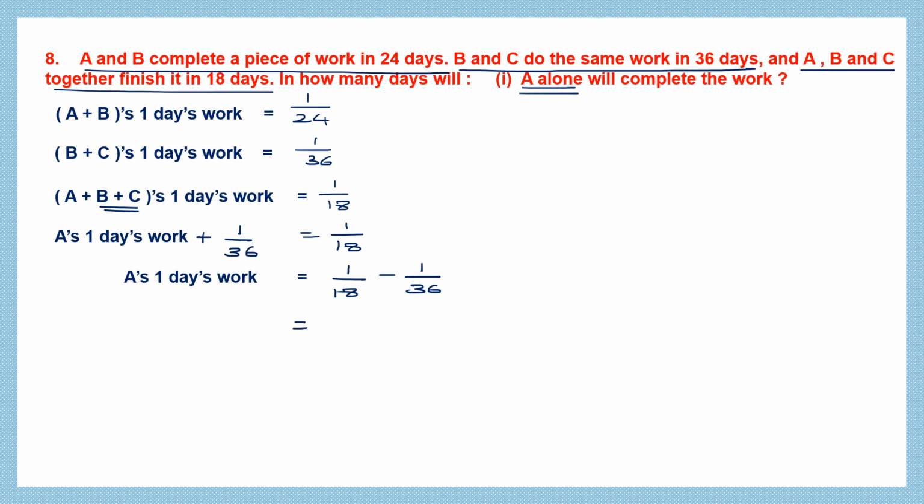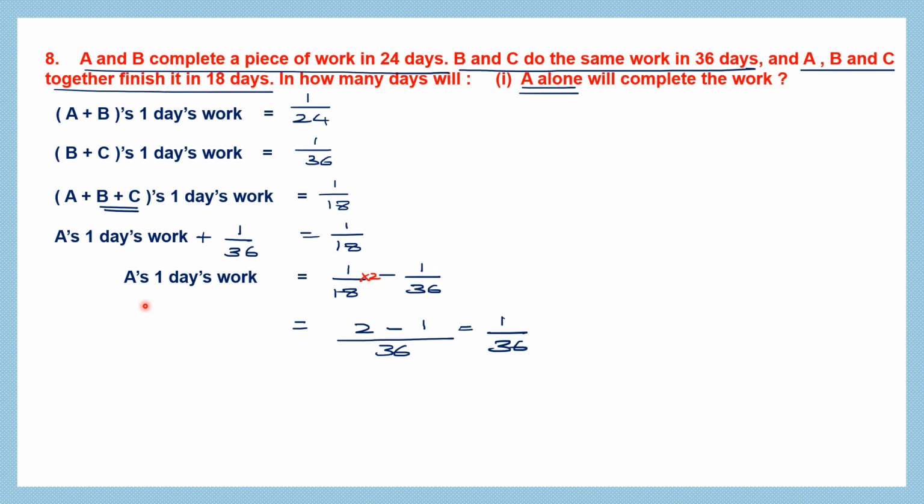Now let's work out this. So 1 by 18 minus 1 by 36, fraction subtraction. So the LCM is 36, 18 into 2. So 1 into 2 is 2 minus 1, the 36 is the same here. So we write 36 as it is. 2 minus 1 is 1. So A's 1 day's work is 1 by 36.